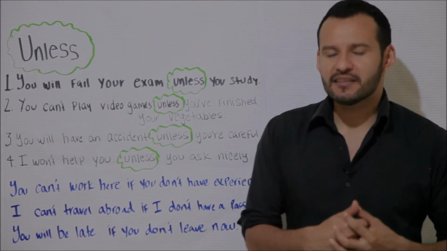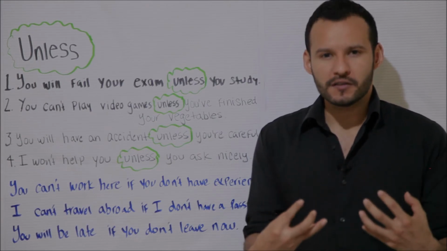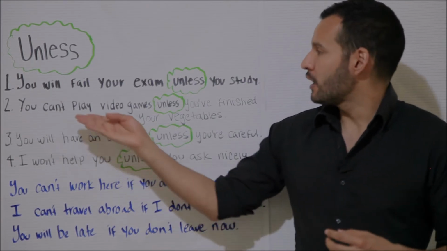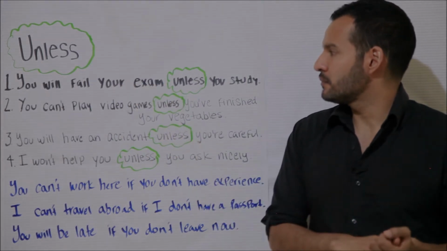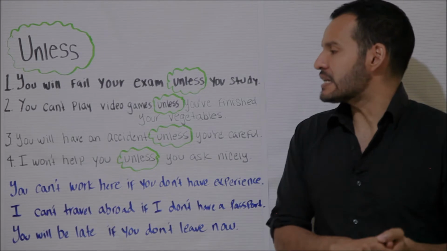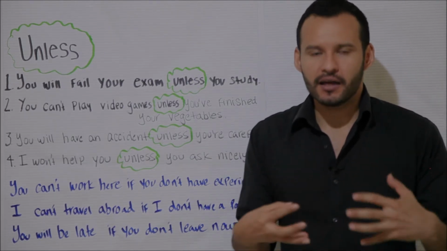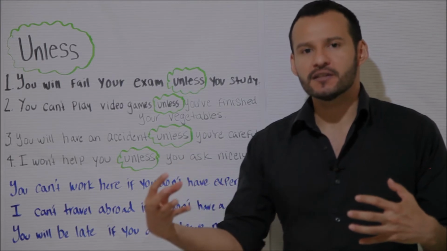So if you look at sentences that use the word unless, typically you will see some kind of consequence. For example, you will fail your exam, you can't play video games, you will have an accident, and I won't help you. So all of these four phrases are, again, a type of consequence.